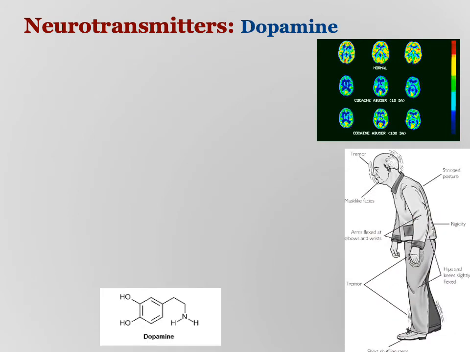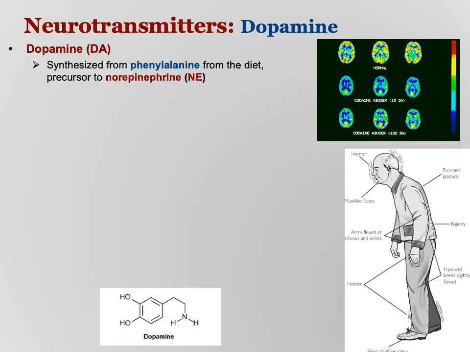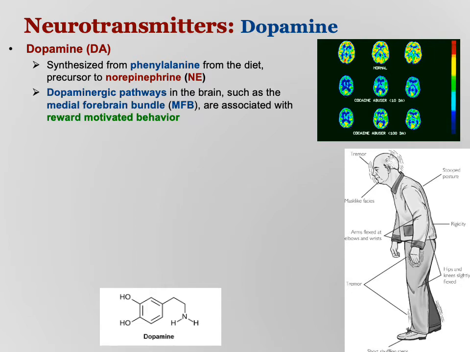Let's move on to dopamine. That's another of the catecholamines. So dopamine, abbreviated DA, synthesized from phenylalanine from the diet. It's a precursor to norepinephrine. So in other words, your body can take phenylalanine, turn it into dopamine, then turn dopamine into norepinephrine. We've seen this before. You could turn glutamate into GABA. Your body's very resourceful, very efficient, turns one chemical into another.